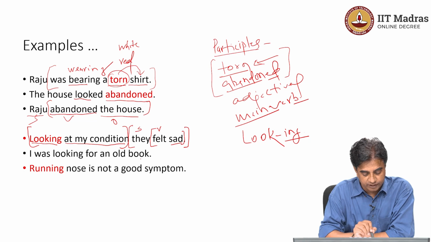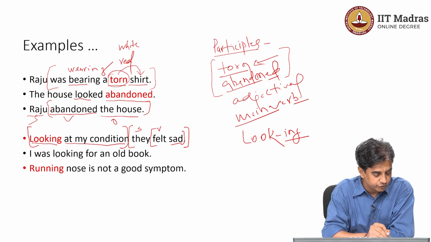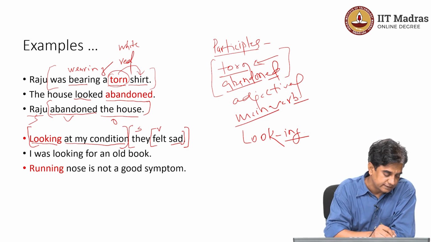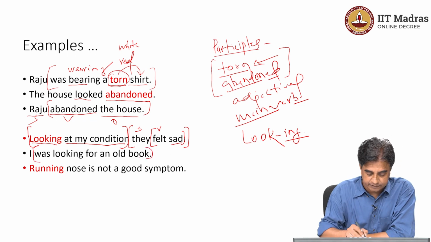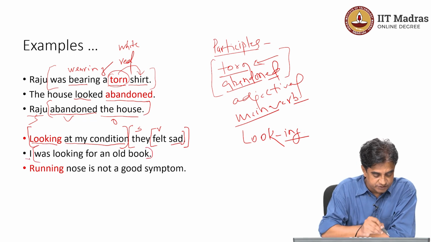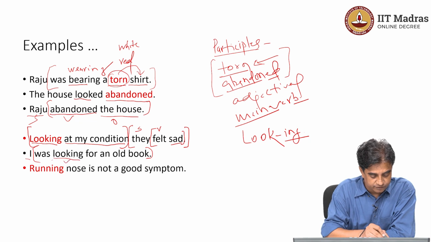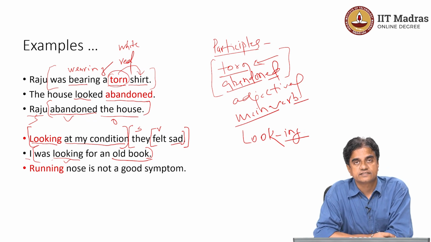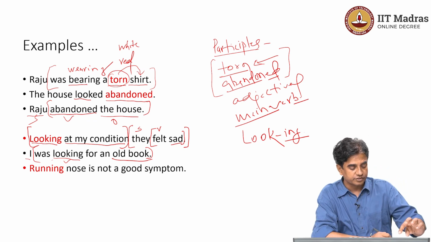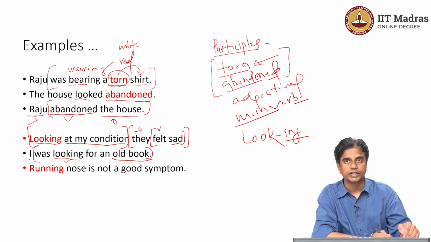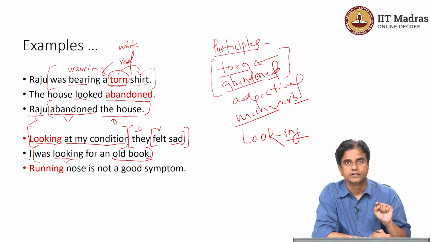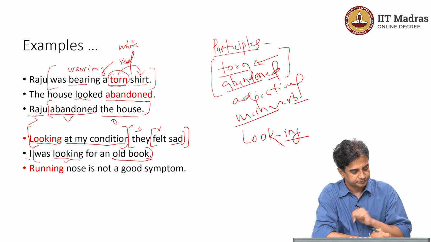I was looking for an old book. If you use the same word in this sentence, you see that this is part of the predicate. I is the subject, looking is the verb, and old book is the object of this sentence. So just giving you a contrastive example: in one, looking is not the verb. In the second one, looking is the main verb in the predicate.